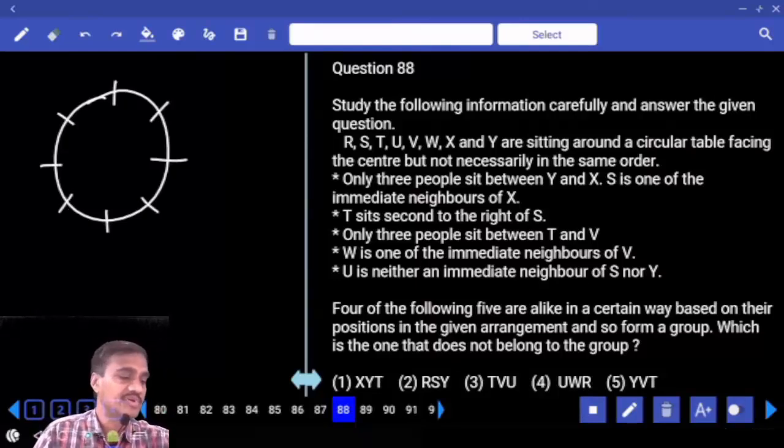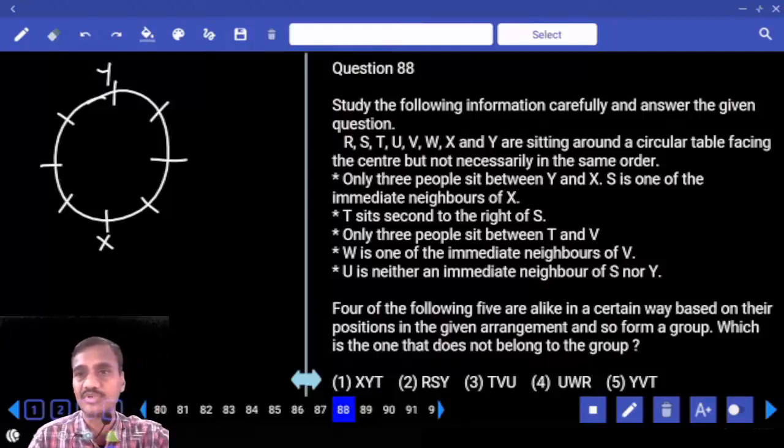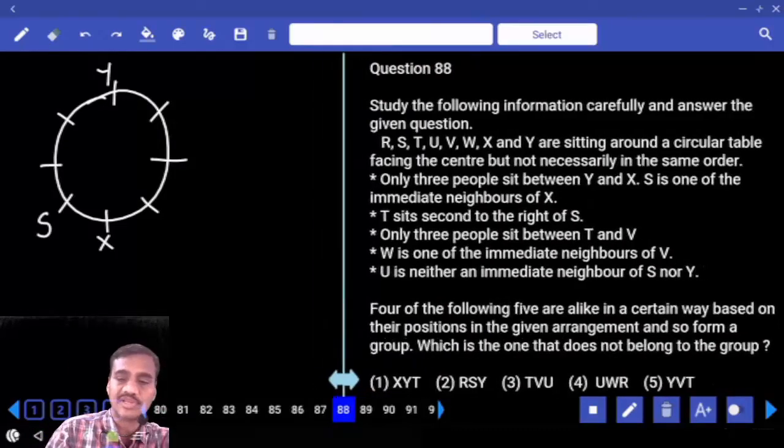Only 3 people between X and Y. 3 people between X and Y means directly we can start with this one. X and Y, you can start with any one of these. And only 3 persons between X and Y. S is one of the immediate neighbors of X. S can be either on the left hand side of X or the right hand side. How many possibilities we have? 2 possibilities.